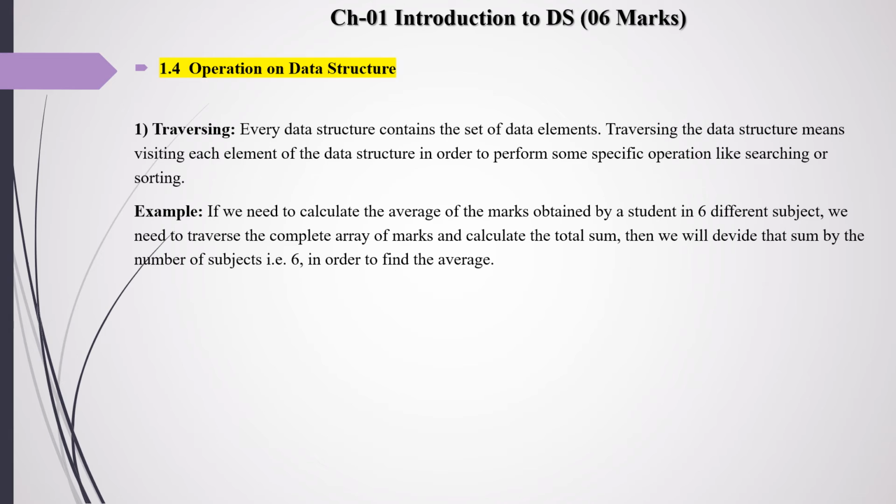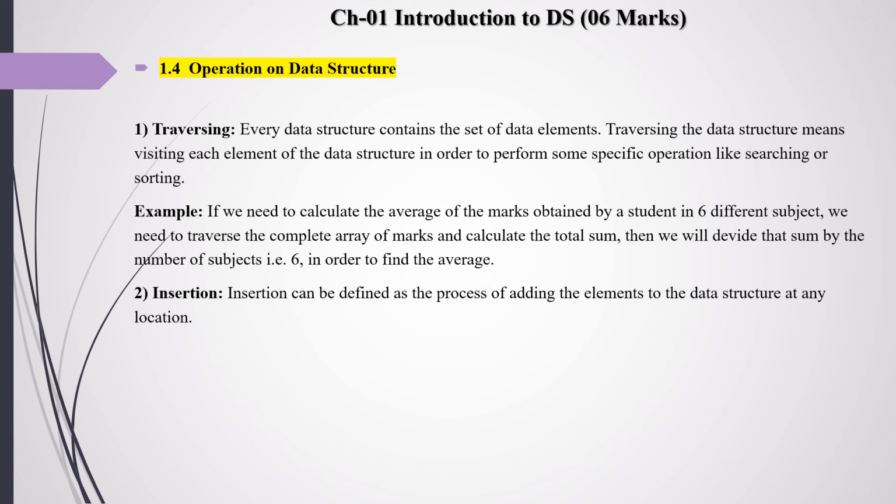So in this example, one student has marks of 6 subjects and we want to find the average. At that time we create one array of marks and then we want to find the addition of marks. At that time we perform the traversing operation. Second operation, insertion. Insertion can be defined as the process of adding an element to the data structure at any location. So the simple meaning is that we can add an element in the data structure.